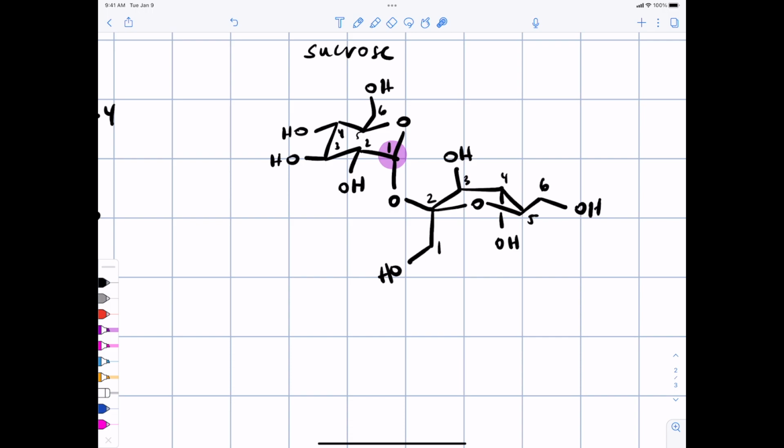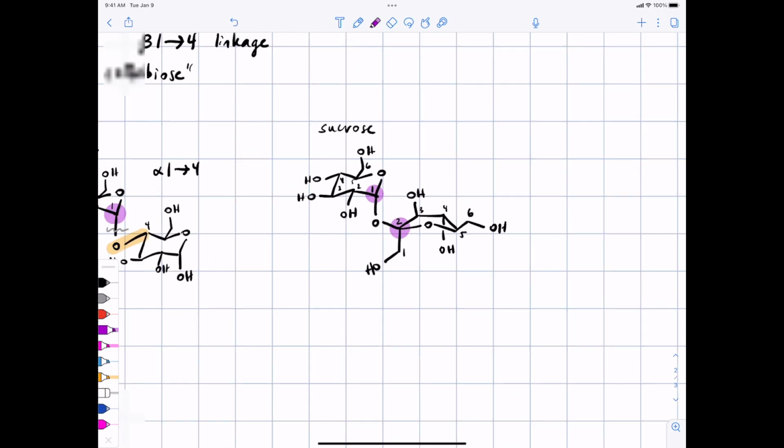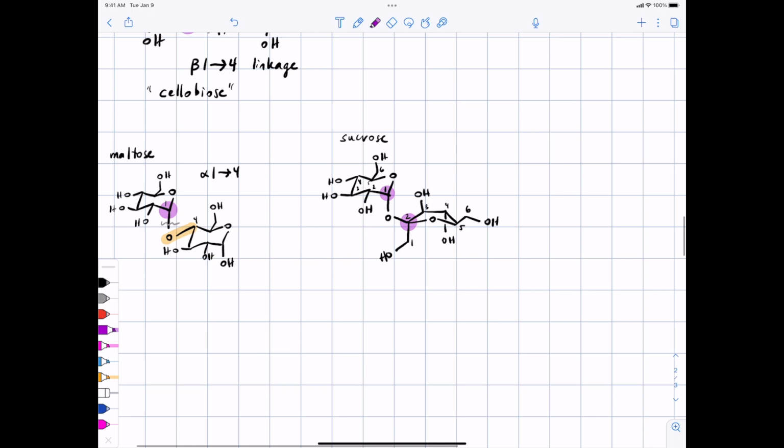Notice that for sucrose on carbon 2, that's also an acetal carbon. So this is unique. In sucrose, unlike any of the sugars we've looked at before, the 2 acetal carbons are actually linked to each other. Whereas in maltose, the acetal carbon was linked to just a regular OH group. The other acetal carbon was there.